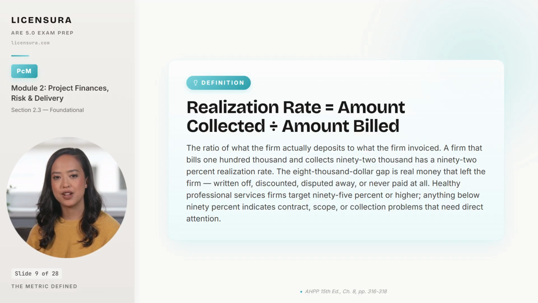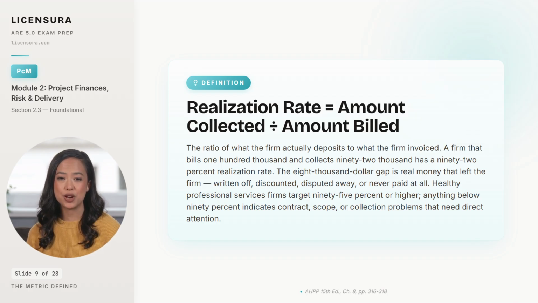The formula is straightforward. Realization rate equals the amount collected divided by the amount billed, expressed as a percentage. A firm that invoiced $100,000 and ultimately deposited $92,000 is running at 92%. That $8,000 shortfall is not a rounding error. It's revenue the firm earned, billed for, and then lost, somewhere between the invoice and the bank statement.